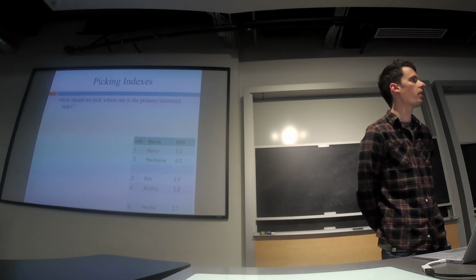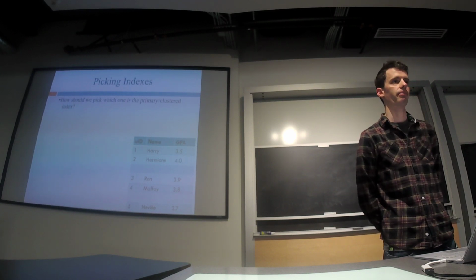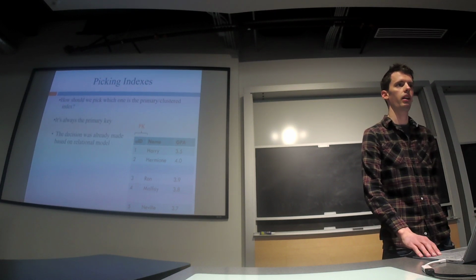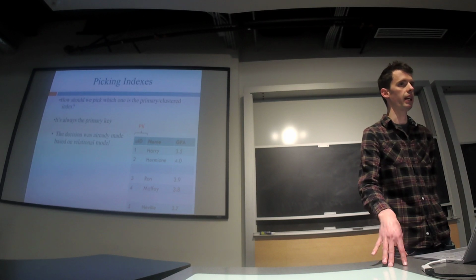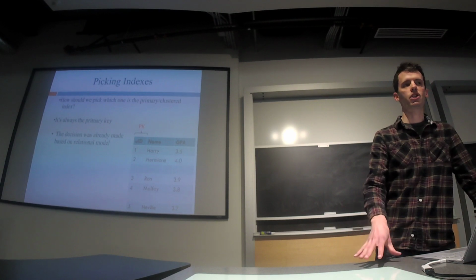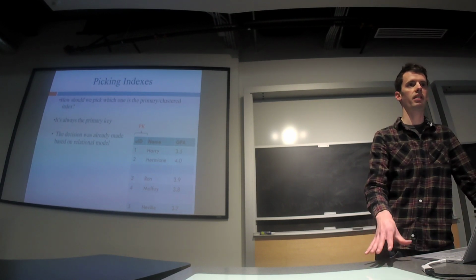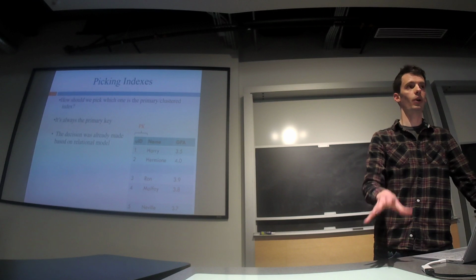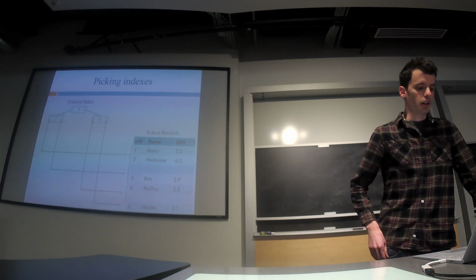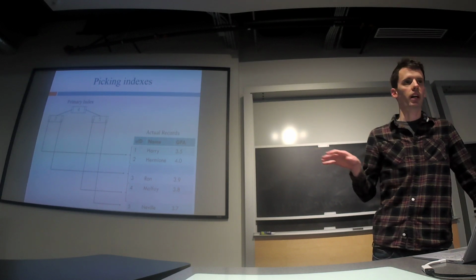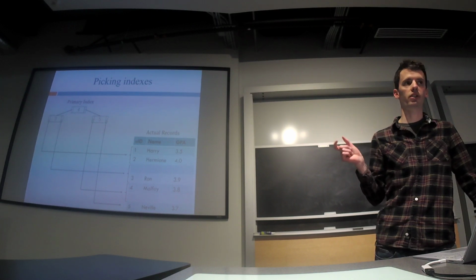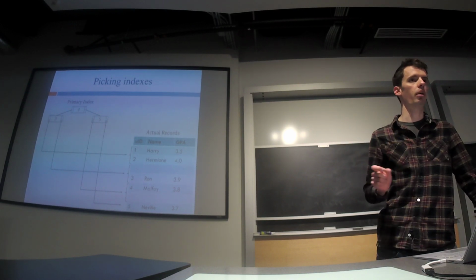How do we pick the primary or clustered index? Well, we don't really. The primary clustered index is always the primary key. So we do pick it in some sense, but we pick it at the relational model level. Whatever we decide this relation's primary key is, that is going to be its clustered index. So when we create a relation, you're actually also going to get a tree associated with your primary key.